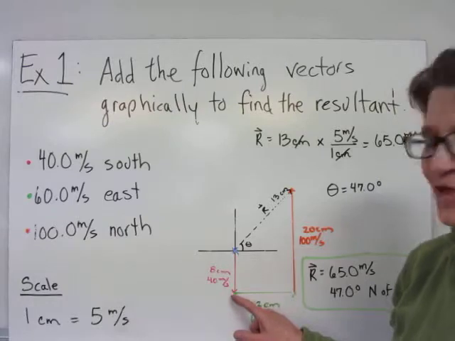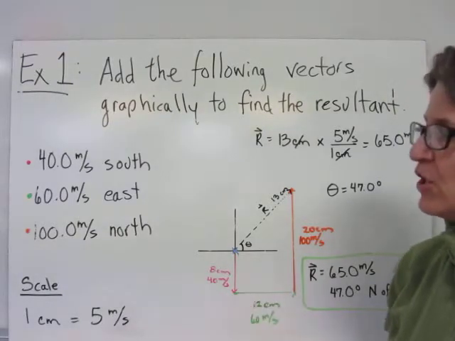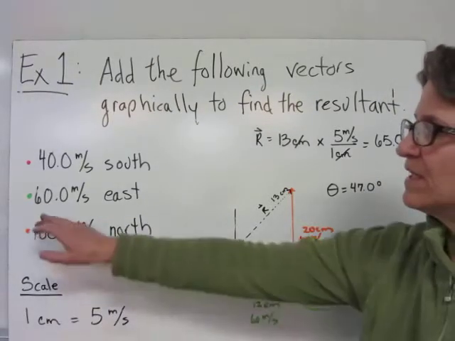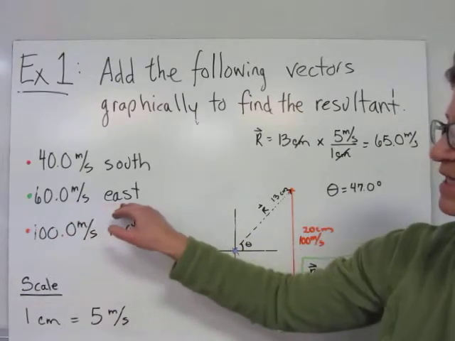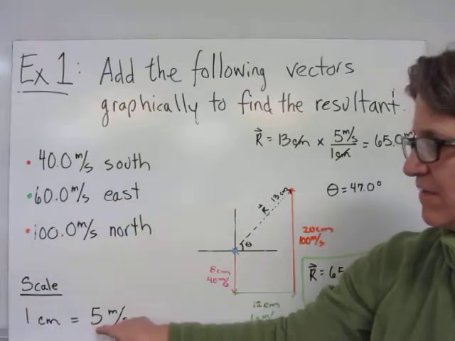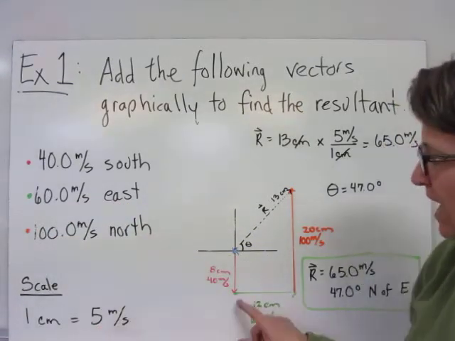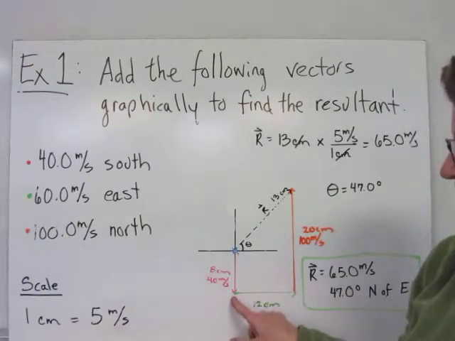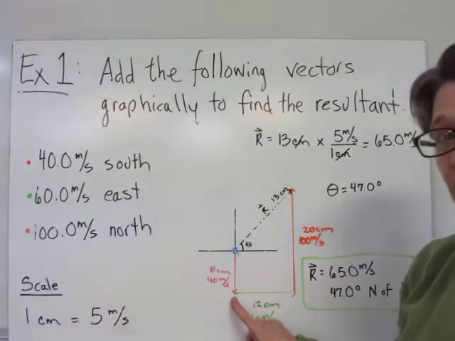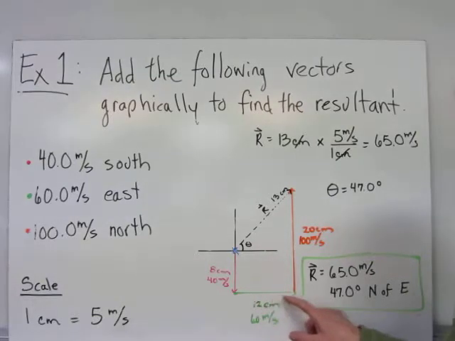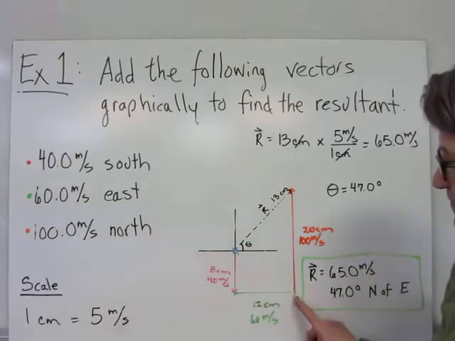It's super important to put that tip in. Your next vector is 60 meters per second to the east. So 60 divided by 5 is 12. I'm putting the tail of the next vector at the tip of the last one I drew, and I draw 12 centimeters and I put its tip on. Notice it's pointing towards the east.